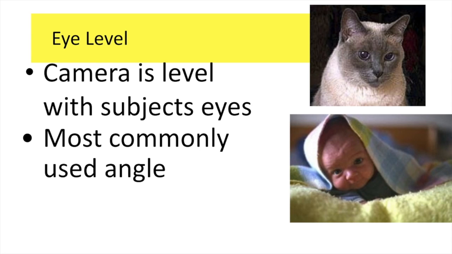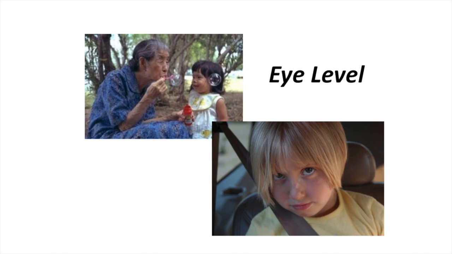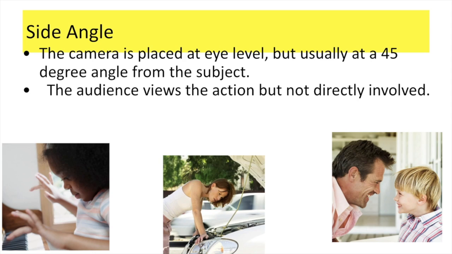Now, eye level is a little different. Though straight angle and eye level can be the same, they're not always the same. The camera is level with the subject's eyes, or on their same level. So that baby is not going to be on the bed at the same level as probably their parents standing up. This is one of the most commonly used angles. Here are some other examples of eye level. You're getting down on the level of your subject matter.